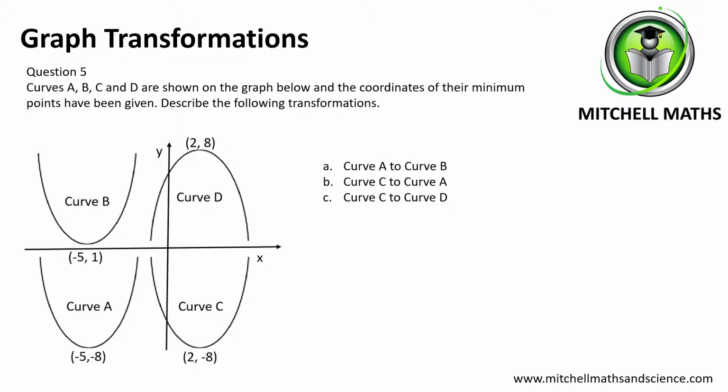Right, sometimes you need to describe transformations, so we need to describe the transformations on this graph. So curve A to curve B. Well, what we can see from curve A to curve B, it's been moved up by 9, and that's just a translation. So we'd say translation by vector, and the vector will be 0 and 9 because it goes no units in the x direction but 9 in the positive y direction.